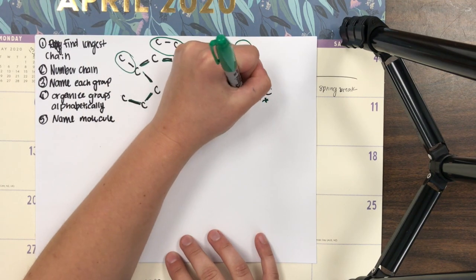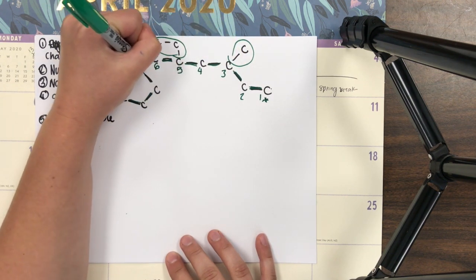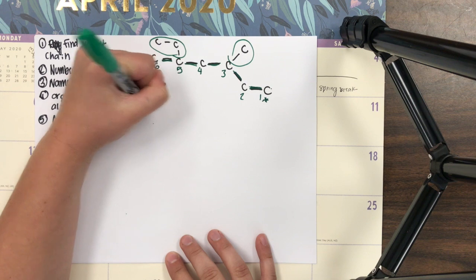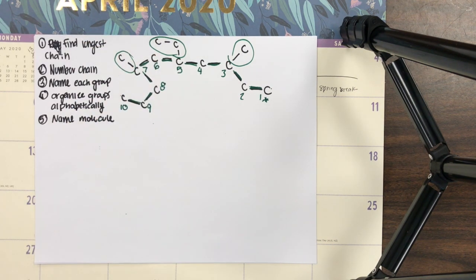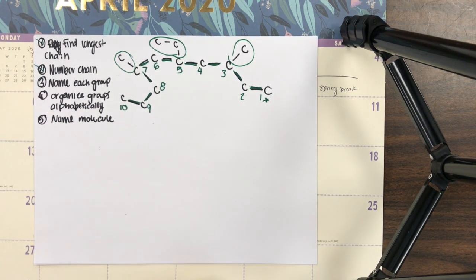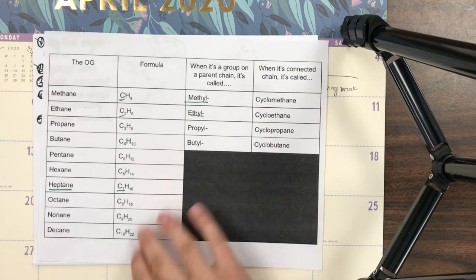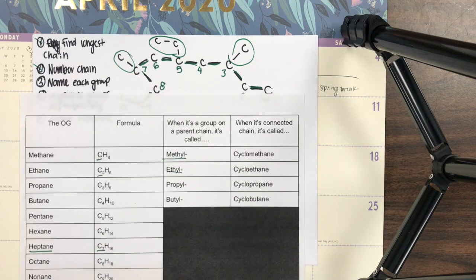So 1, 2, 3, 4, 5, 6, 7, 8, 9, 10. The good news is that's the longest possible chain that I'm going to ask you to do. So we found the longest chain. We numbered the chain. Now we need to name each of the groups. So in order to name the groups, reference your chart. And if I look at the number of carbons, that will tell me the name of the group.